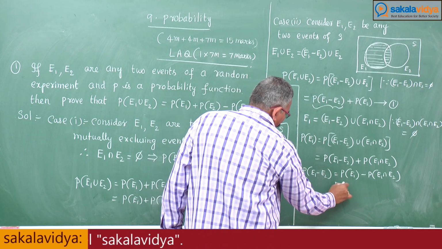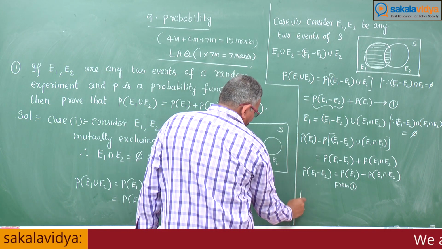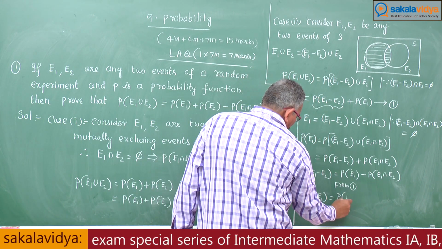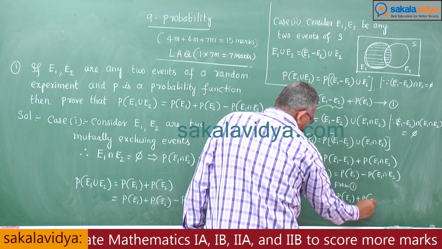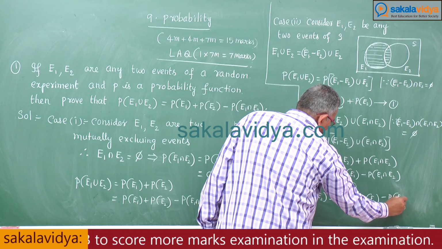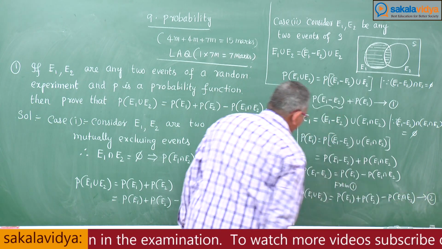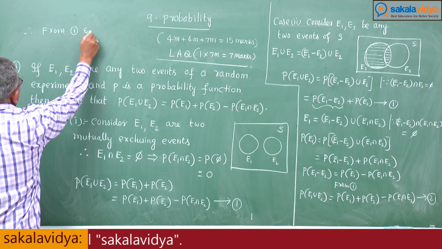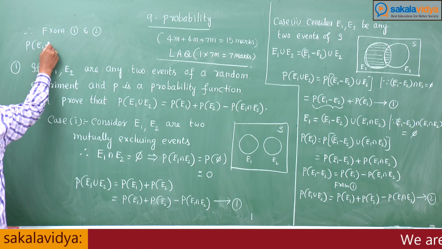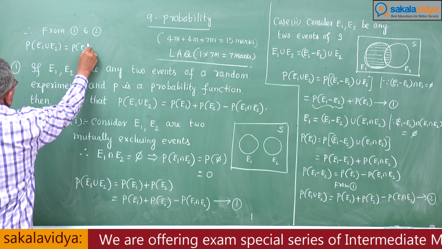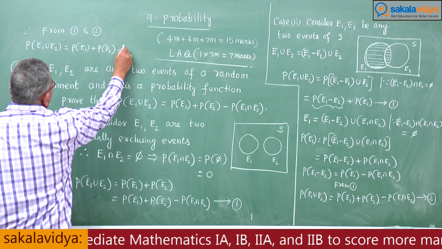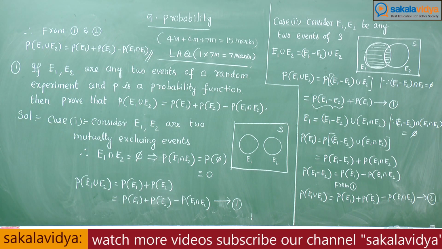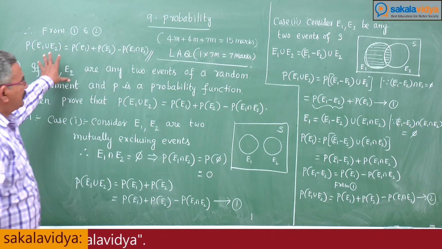Now, from 1 replace this value. So, from 1, you see P of E1 union E2 is equal to, this is replaced by P of E1, and plus P of E2 minus P of E1 intersection E2. Say this is equation 2. See, from 1 and 2. Therefore, from case 1 and case 2, always P of E1 union E2 is equal to P of E1 plus P of E2 minus P of E1 intersection E2. That's all. So now, as it is very important, you go through it once again.